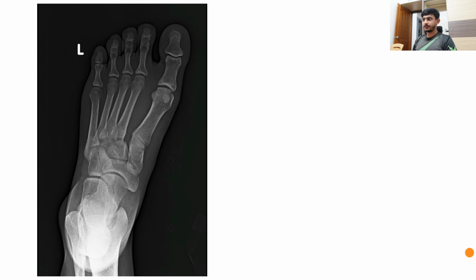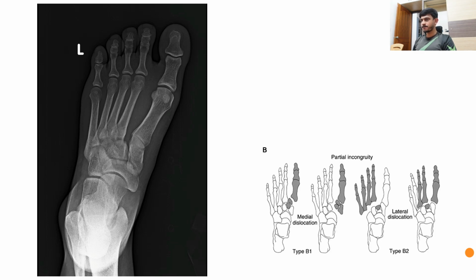So this would be, as you can see, a partial incongruity type B2 lateral. You can see it's a type B2 because the second and third have gone laterally, fourth and fifth look more or less intact. So it's a partial incongruity type B2 lateral, again partial. What I mean by partial incongruity type B2 lateral complete is when second, third, fourth, fifth all go laterally.